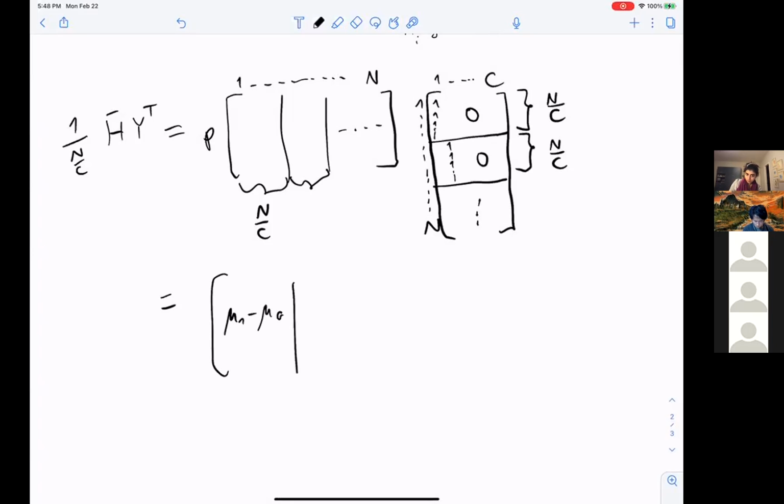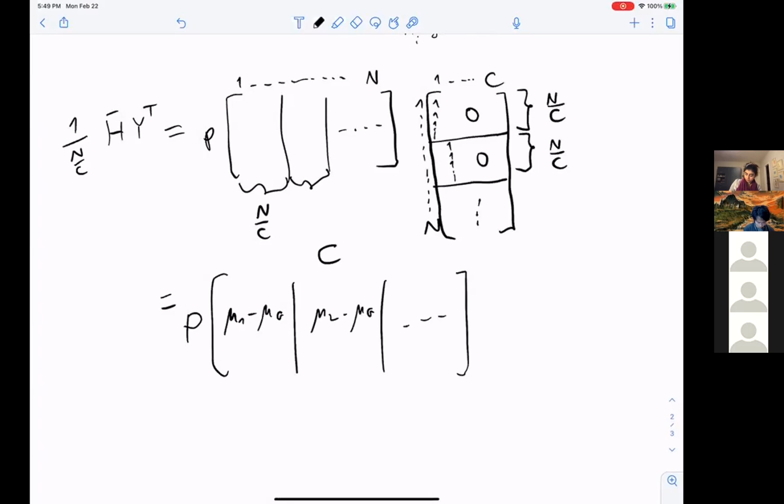Then you have, let's just assume it is an integer. You're correct that in general you might have other things, but let's just assume. And then you have mu2 minus mu g, and so on. So this matrix is of size P times C.